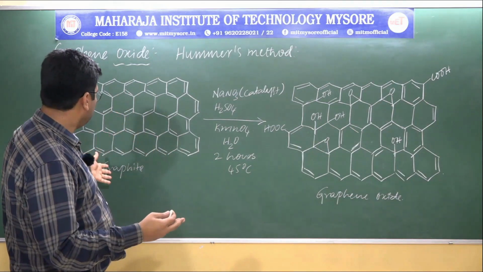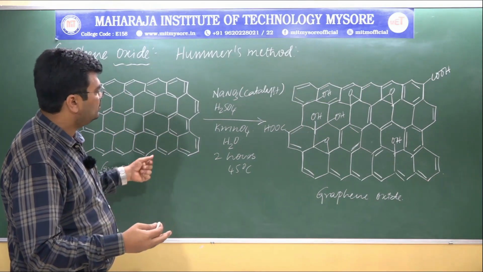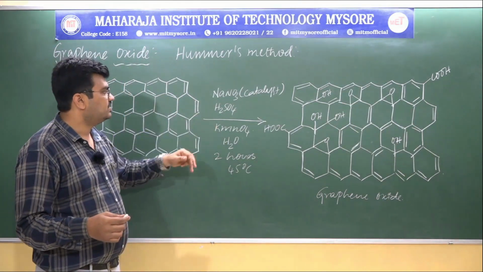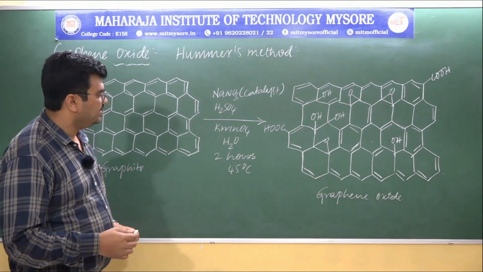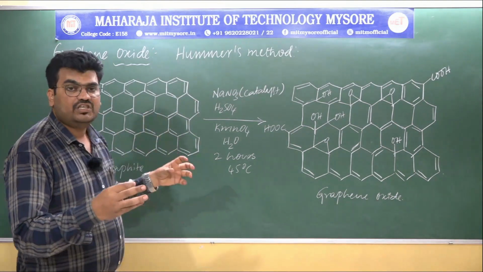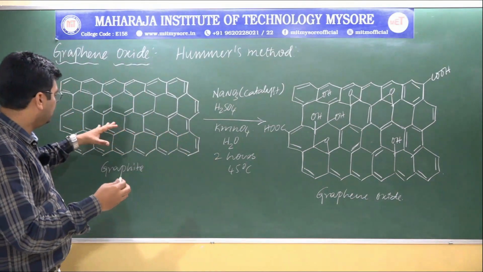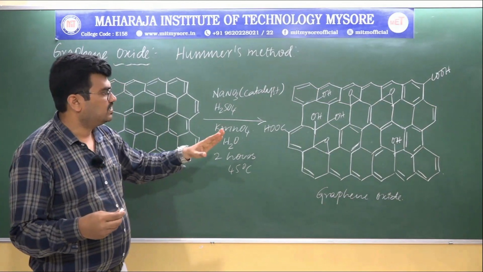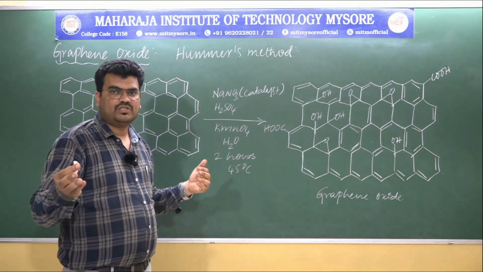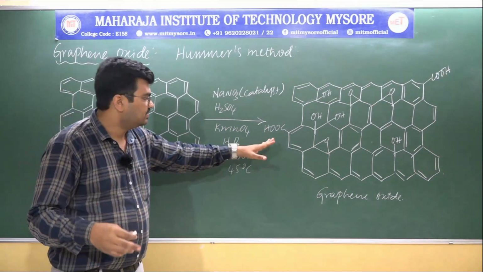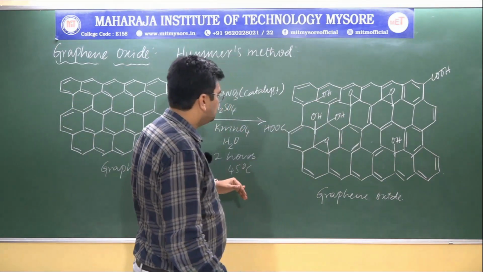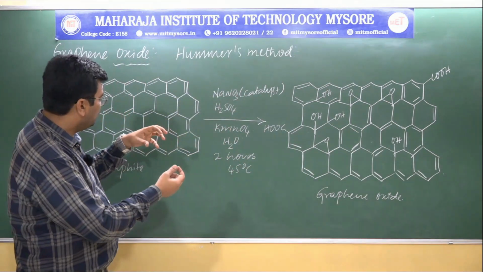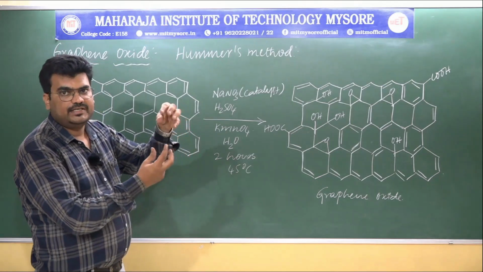If you oxidize this graphite using a strong oxidizing agent like KMnO4 in the presence of sulfuric acid and by taking sodium nitrate, what happens is some of the carbon atoms in this graphite layer are oxidized, and they convert into carboxylic acid groups or hydroxyl groups and other things, like this. And the sodium ions as well as nitrate ions are going to stack between the layers.